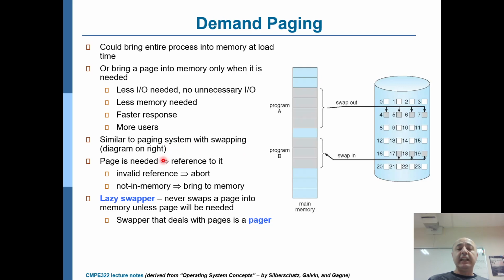When a page is needed, the CPU generates an address, and you try to reference that address. Now, there are two possibilities. Either it's an invalid reference, like you had a pointer error, the pointer value was wrong. In that case, you should be terminating the process because the process tried to execute an invalid operation. It's trying to access an address that doesn't belong to it. So in that case, it should be aborted.